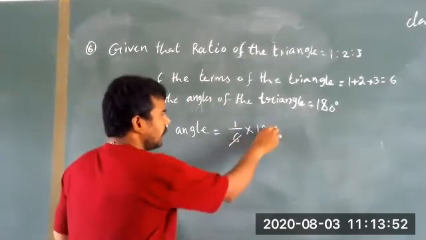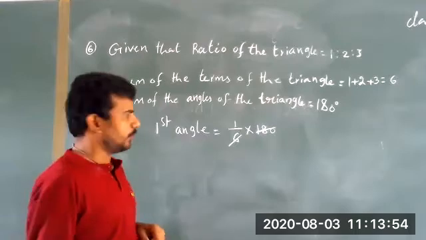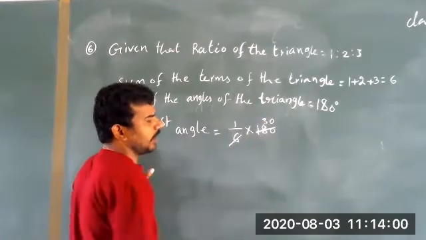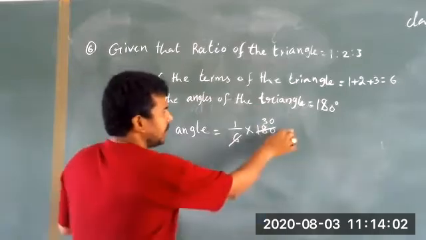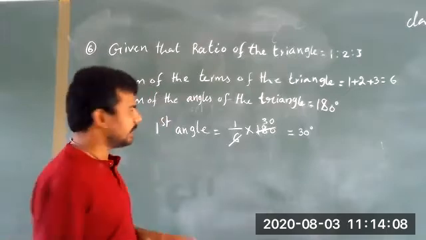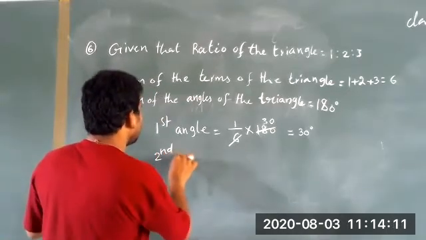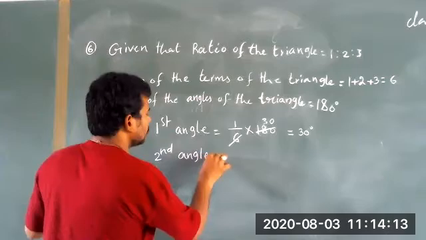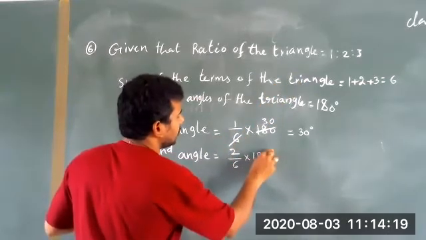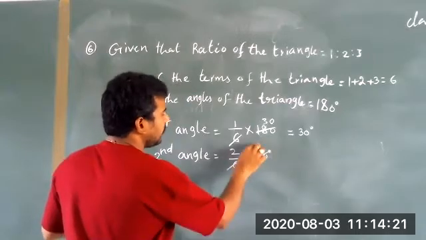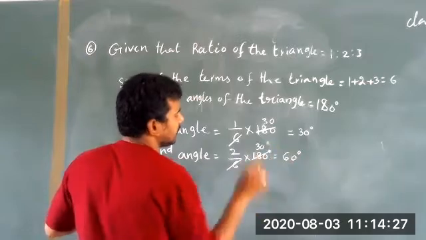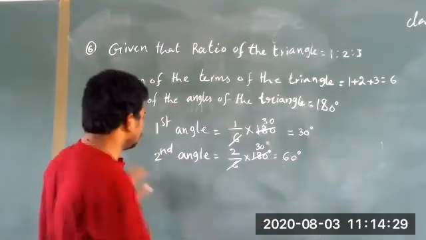Now, 6 in 180, how many times divisible? Take 6 in 18, 3 times. After that, 0 is there. Total how many times, children? 30 times. Equal to 1 into 30, 30 degrees. Second angle is equal to 2 by 6 into 180 degrees. This 6 in 180 is 30 times. So 2 into 30 is 60 degrees. How many degrees, children? 60 degrees.